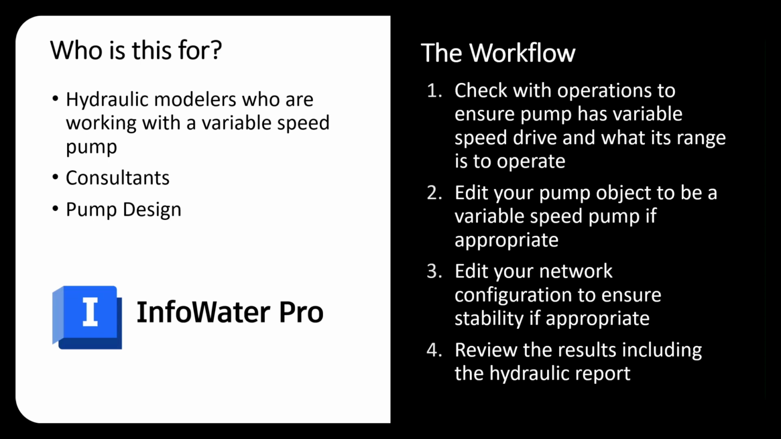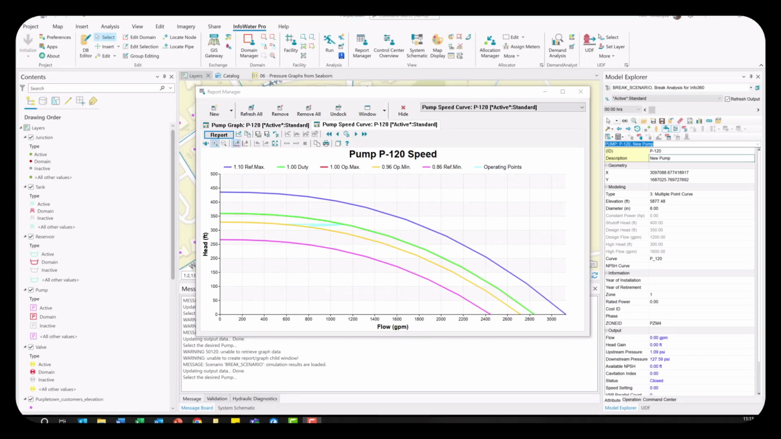You also need to know the range over which that variable speed drive can operate. Next, we're going to look at how to edit that pump object within InfoWater Pro to be a variable speed pump, if that is appropriate. We may edit the network configuration to ensure stability, since there might be some things we need to tweak. Then we're going to review the results, including the hydraulic report, to make sure that everything is stable within our model.